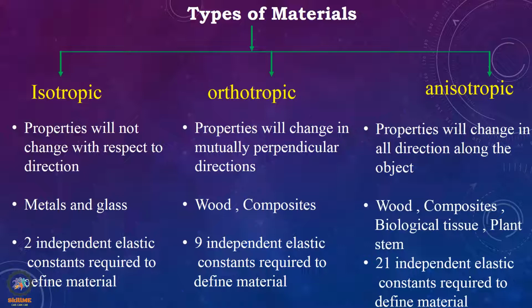Here you might get confused and ask: wood and composites are both orthotropic and anisotropic, how is it possible? As I told you, orthotropic is a subset of anisotropic. In case of orthotropic, properties are going to vary in mutually perpendicular directions, and in case of anisotropic, properties are going to vary in all directions along the object. So that's why wood and composites are both orthotropic and anisotropic. In an interview also you can explain the same.